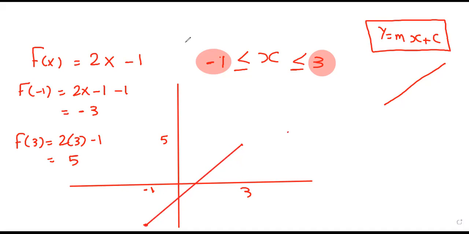So what is the domain of the function? The domain means all values of x we can get. As you see, we can get all values of x from -1 to 3. This is the domain. So the domain of the function means all values of x we can find. And actually, we can find all values of x from -1 to 3. So the domain, in this case, is -1 closed and 3 closed.